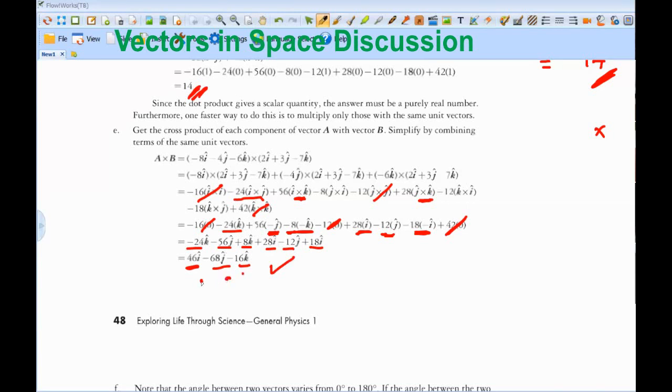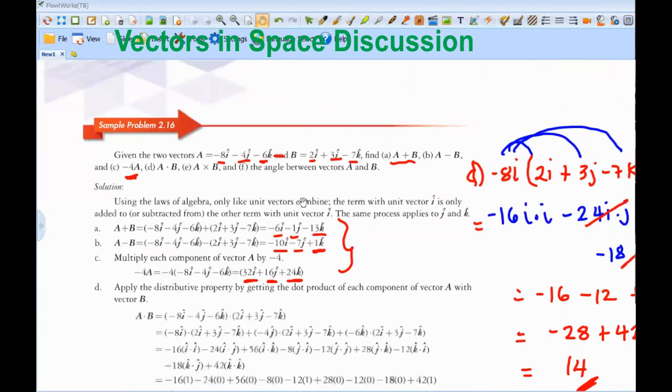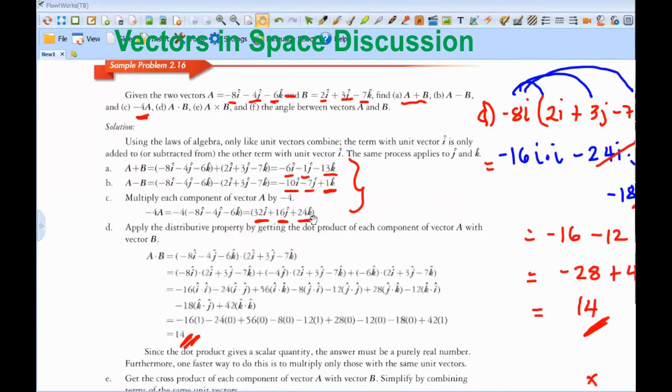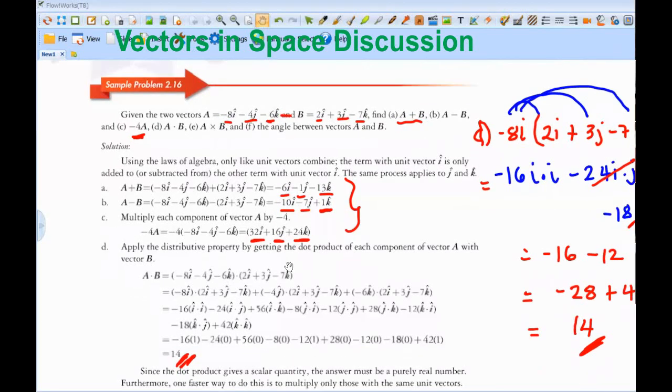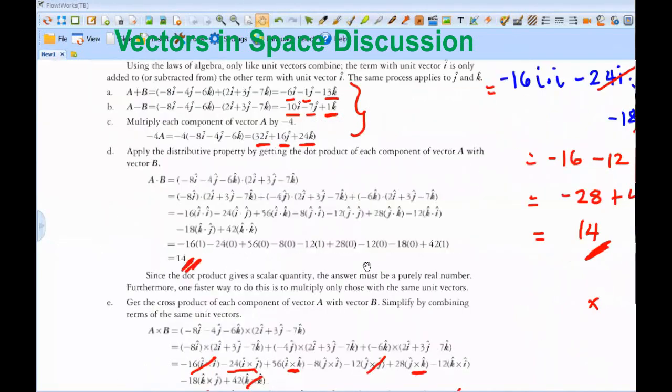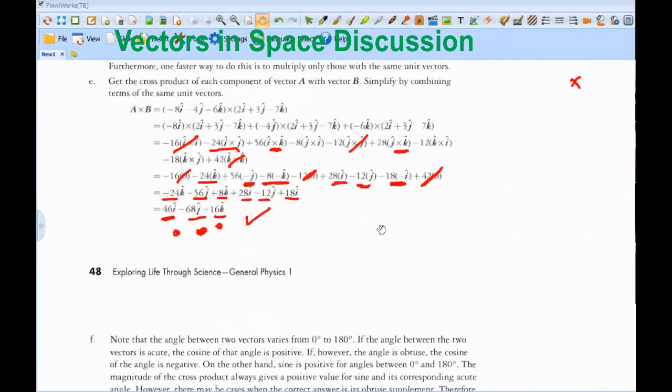So you have to refer to that because you will be doing the next exercise. Okay, let's go to letter F. F, the angle between vectors A and B. So next page, we will be solving page 49, the angle between vectors A and B. Okay, let us try this.